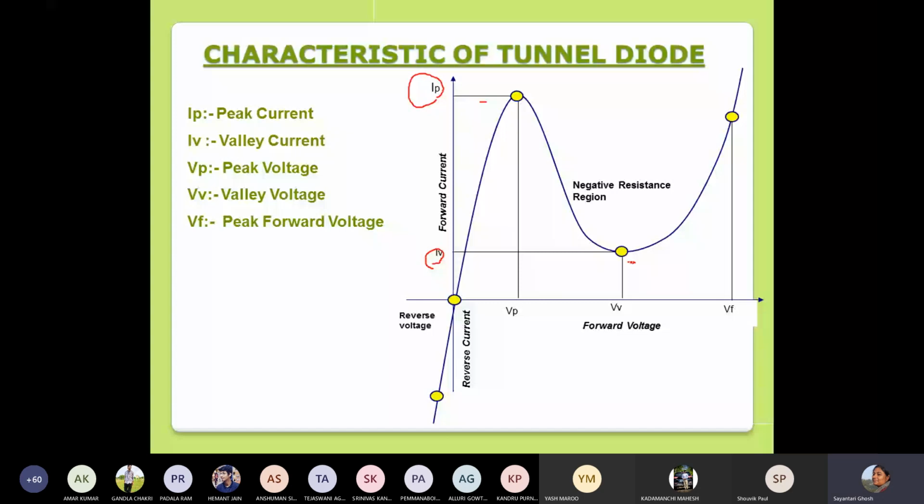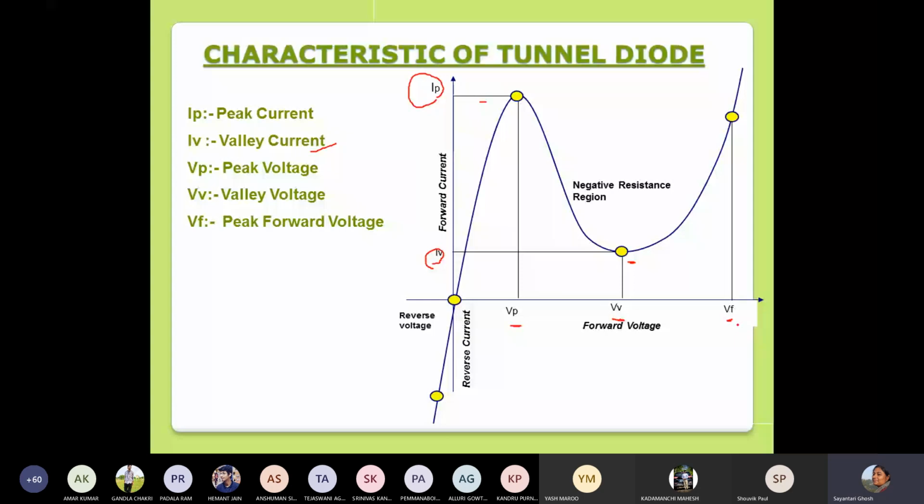Similarly, this is called peak voltage, the value at which this peak occurs. This is called valley voltage. And then you have a peak forward voltage, where the same maximum peak current is reached again, while increasing, for a higher value of forward bias. So this is the total characteristics of a tunnel diode, and this is how a tunnel diode works.